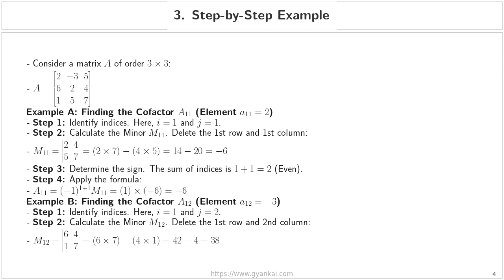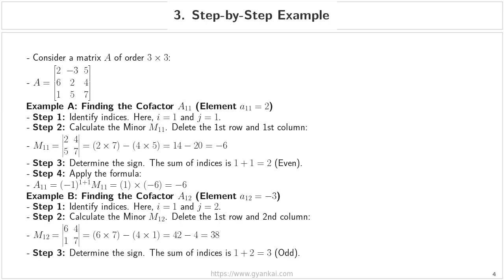Step 2, let's calculate the minor, M sub 12. Again, we delete the first row and the second column. This leaves us with the elements 6, 4, 1, and 7. Calculating the determinant, we get 6 times 7 minus 4 times 1. That is 42 minus 4, giving us a minor of 38.